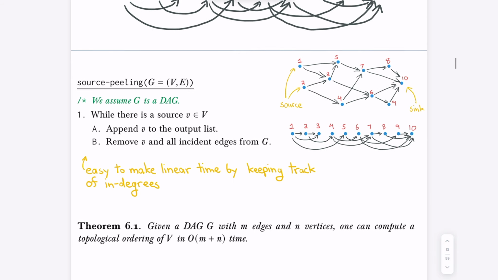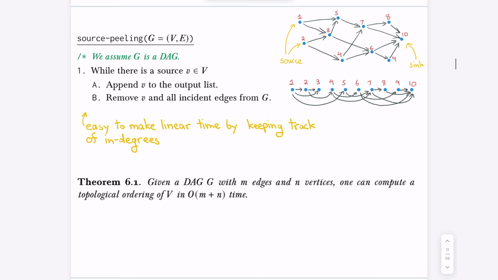And it wouldn't be so tough to turn this into some kind of relatively fast code. Conceptually, I'll just start with an empty list, and I'll look for a source. I find a source, I add it to the list, I remove it from the graph. Look for a source, add it to the list. Now how do you actually do this fast?